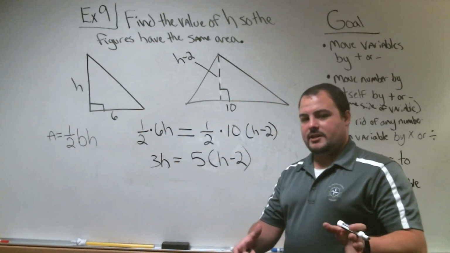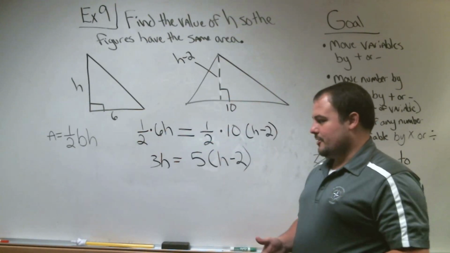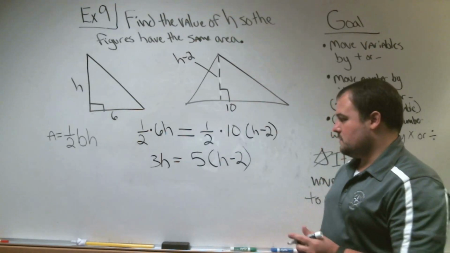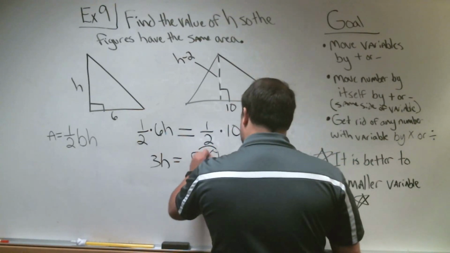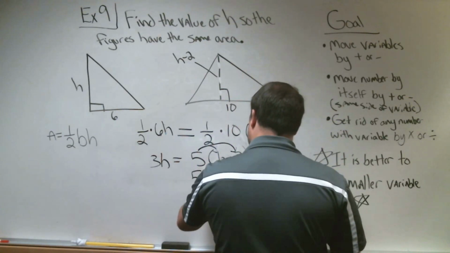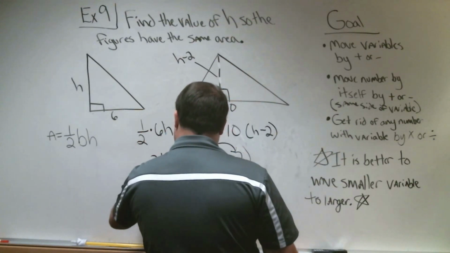Alright, so we kind of simplified it down just by multiplying the numbers on the outside. Now we're going to distribute on the right side because we have grouping symbols. 5 times h, that's 5h. 5 times negative 2, that's negative 10, equals 3h's.